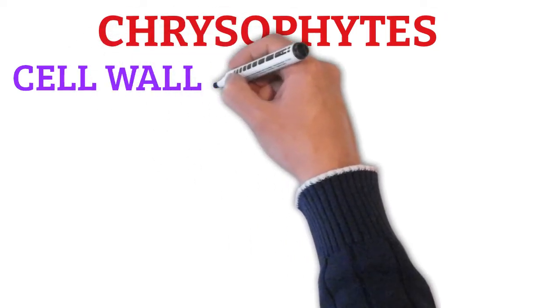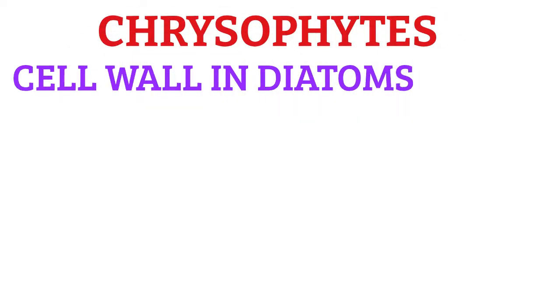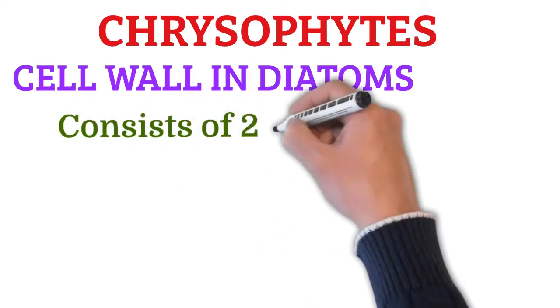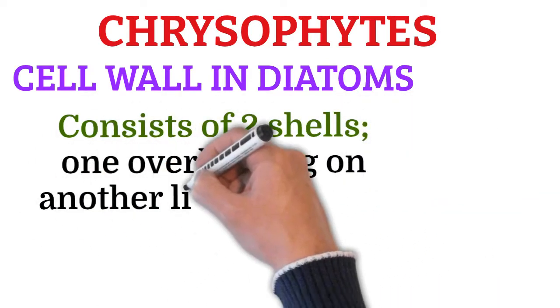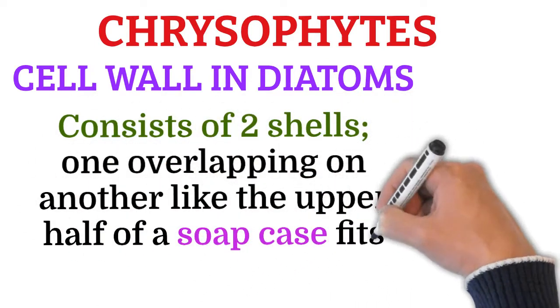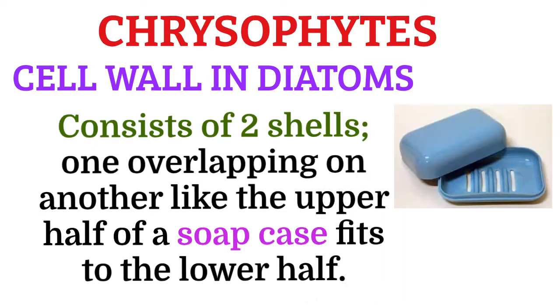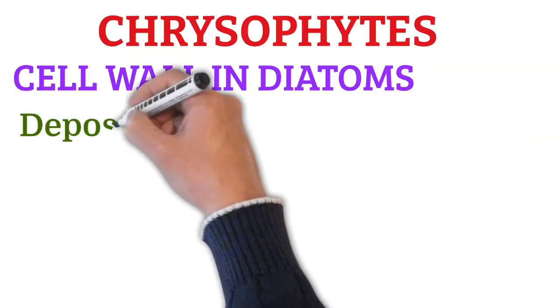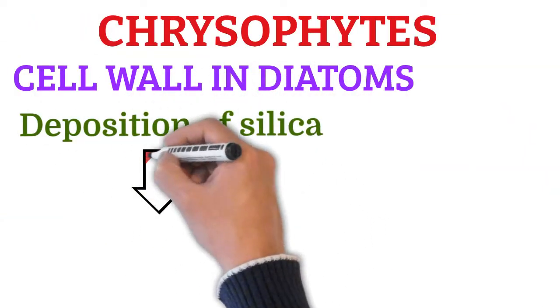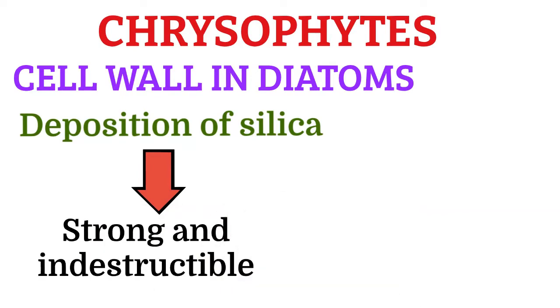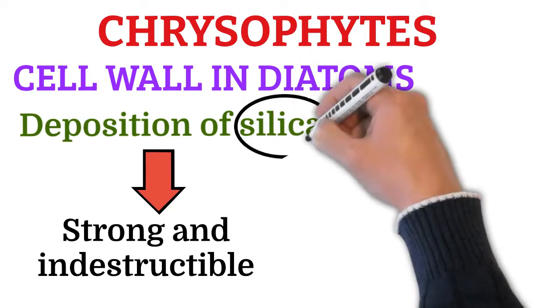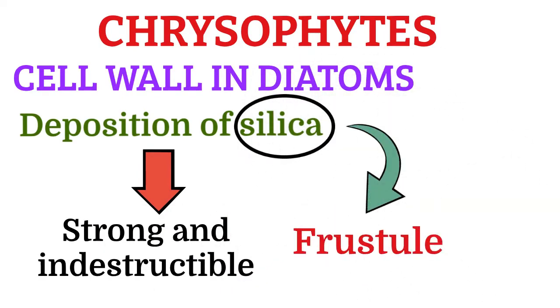Now let's know about diatoms. The structure of the cell wall in diatoms is a peculiar one and thus worth discussion. The cell wall in diatoms consists of 2 shells, one overlapping the other like the upper half of a soap case fits to the lower half. Deposition of silica in their cell wall makes them very strong and indestructible. The siliceous part of a diatom cell wall is called the frustule.